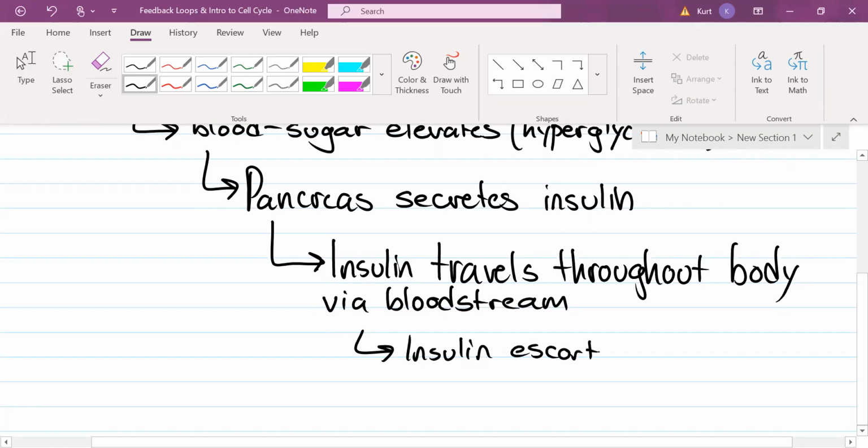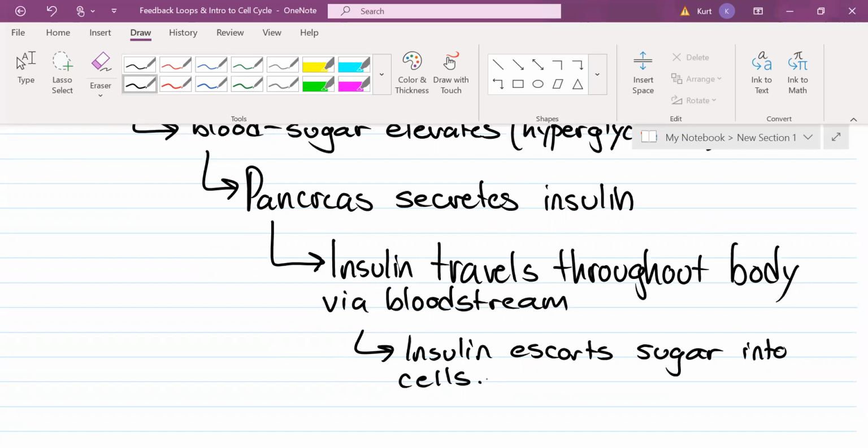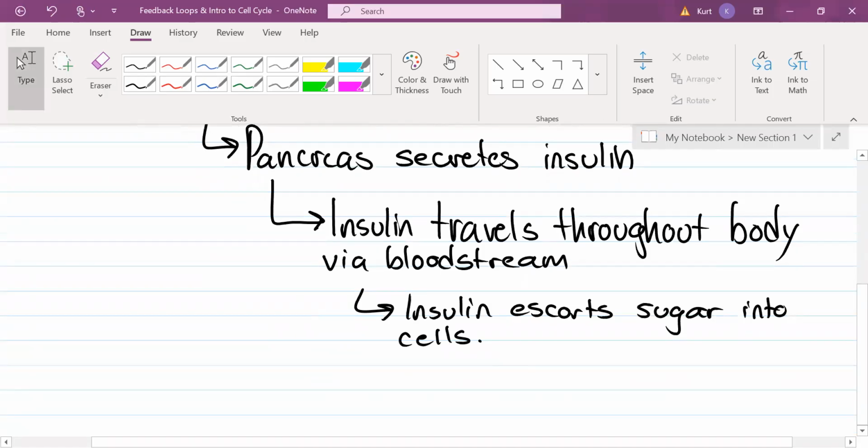and insulin escorts sugar into cells. This is a win-win. The first win is that you're getting that sugar out of your blood. Remember, it can damage your blood vessels, so that's good. And the other win is that you're getting the sugar into your cells. What major process in your cells requires sugar as a reactant? Cell respiration.